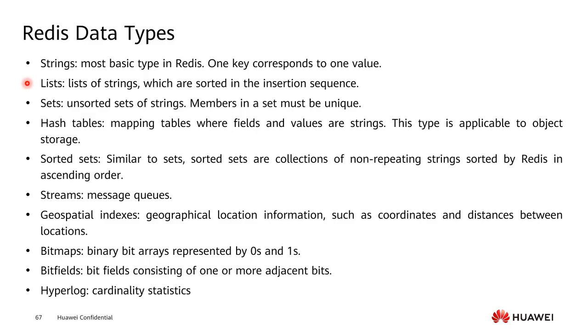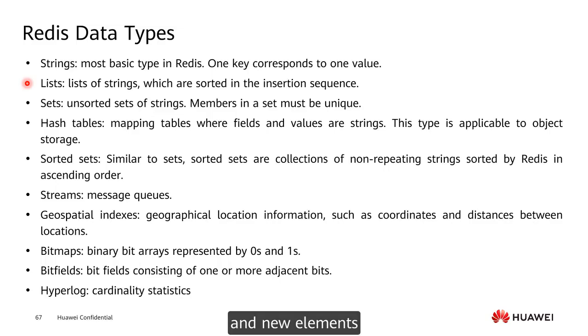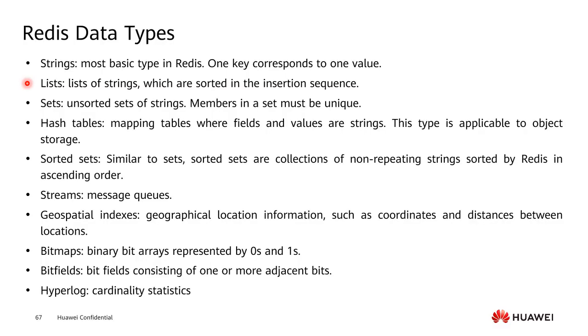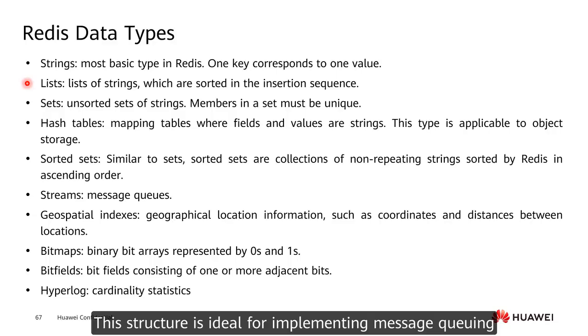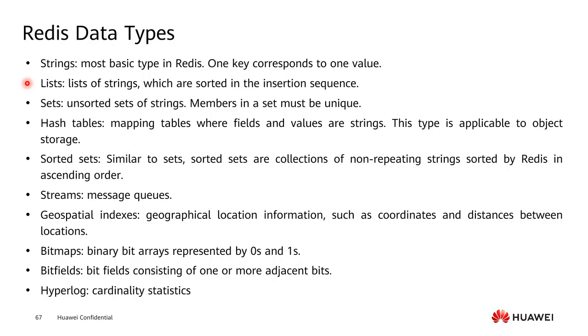Second one, list. The list data structure is an ordered string list, and new elements can be added to the head or tail of the list. This structure is ideal for implementing message queuing, recording user browsing history, or simple task queuing.